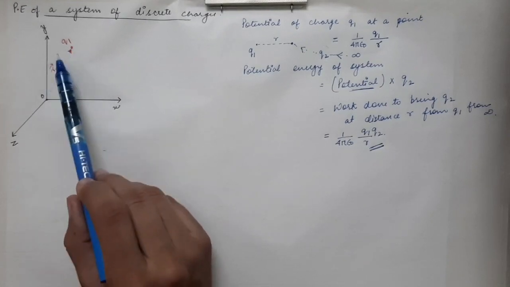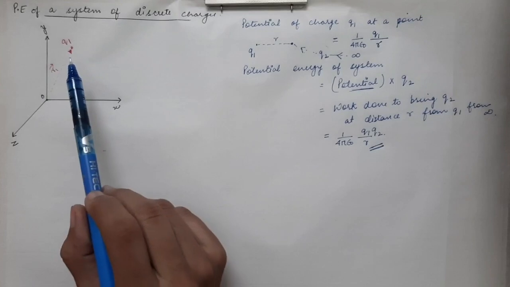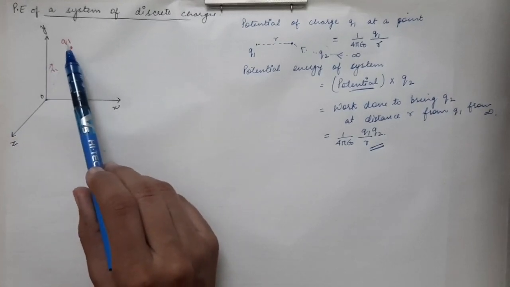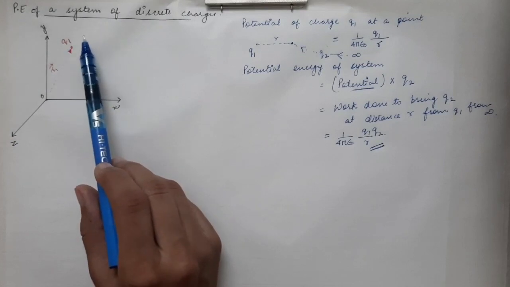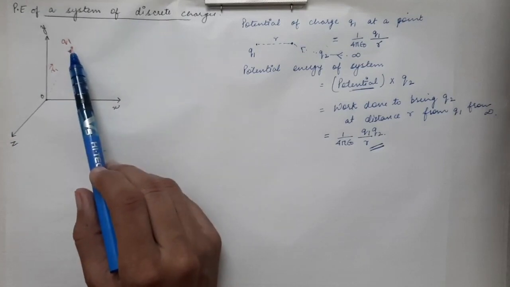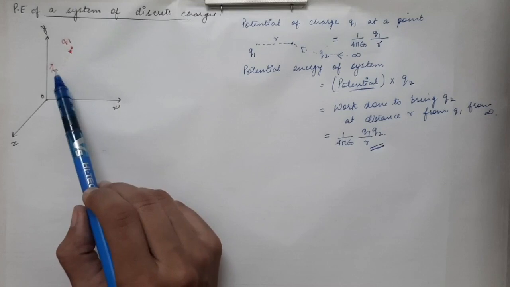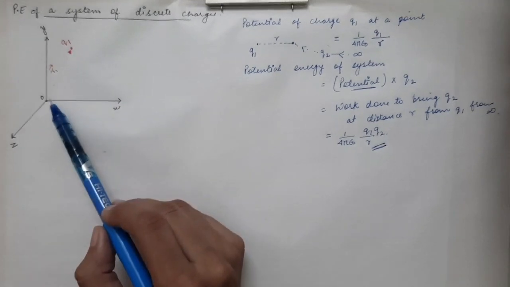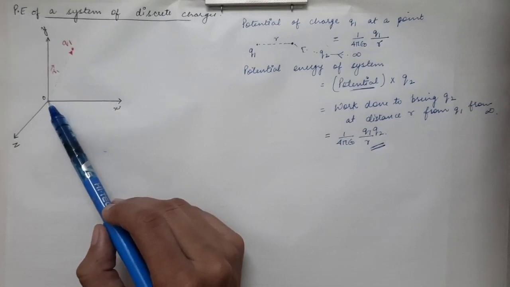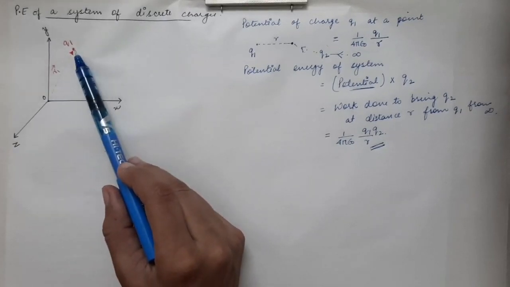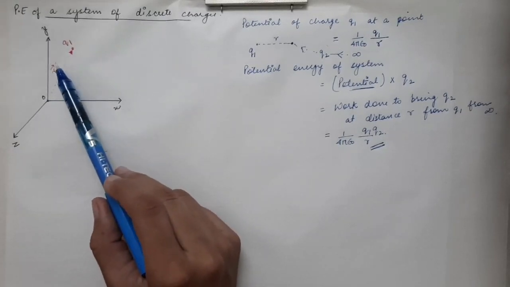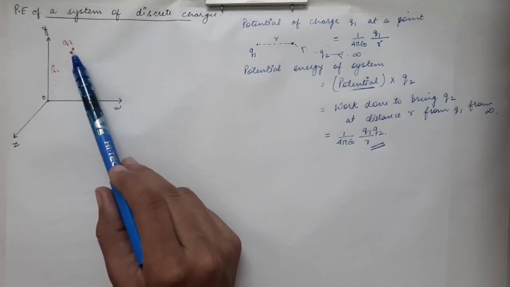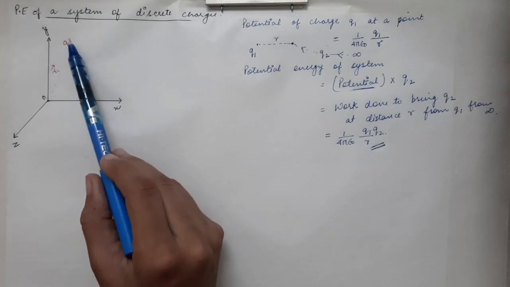So if there was no charge earlier on, let's say there was no charge present in this space, and now we have just brought q1 source charge from infinity to this point, whose position vector is r1 vector. So the position vector of this source charge is the vector from the origin to this source charge, so that is r1 vector.